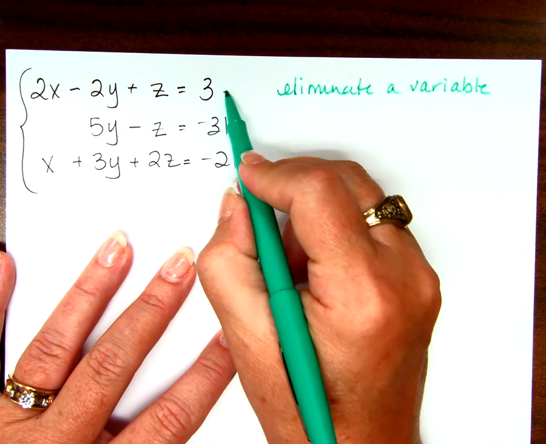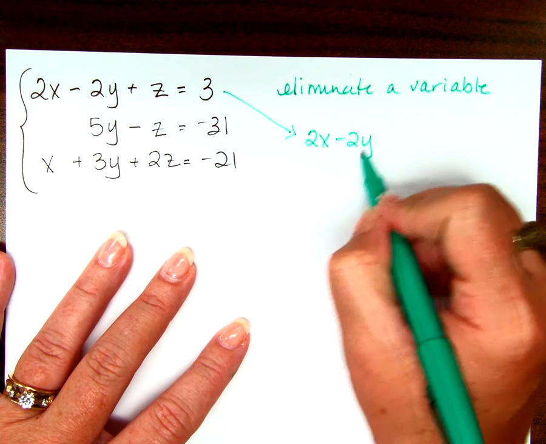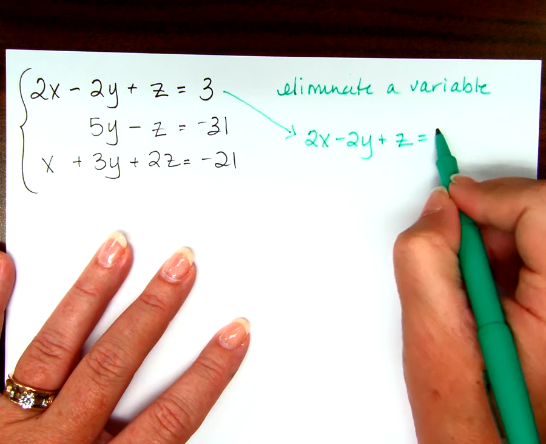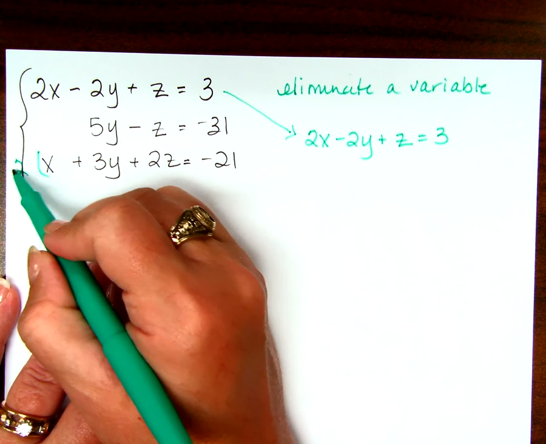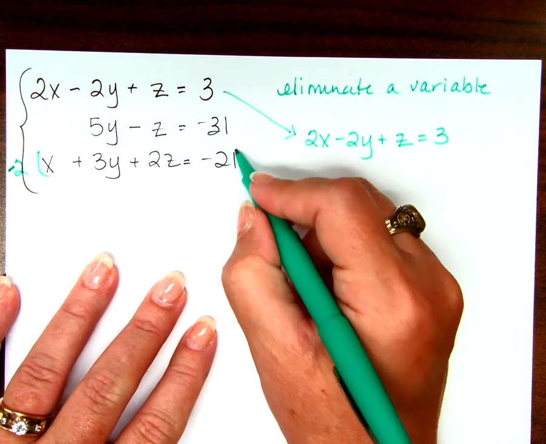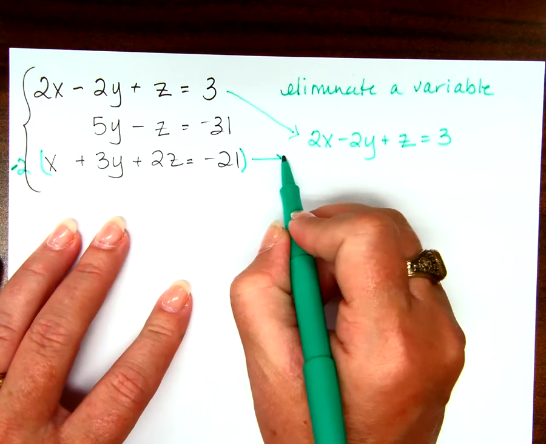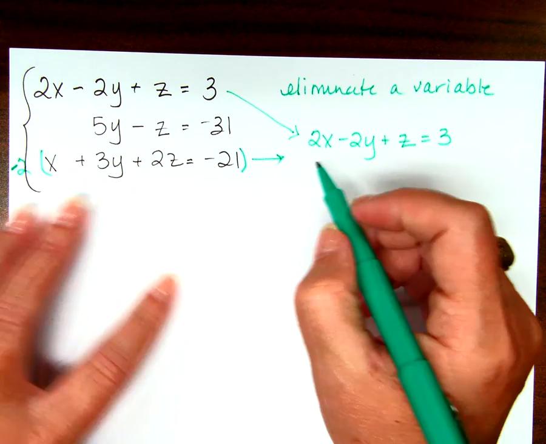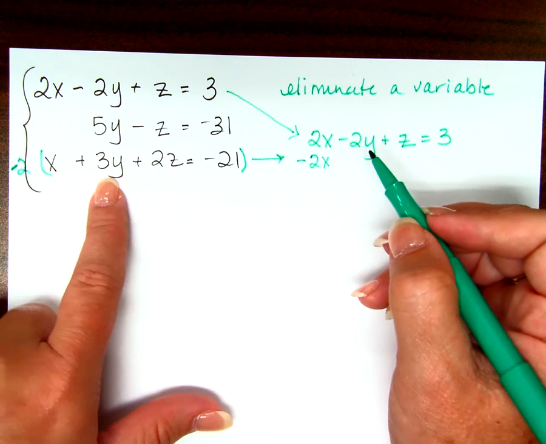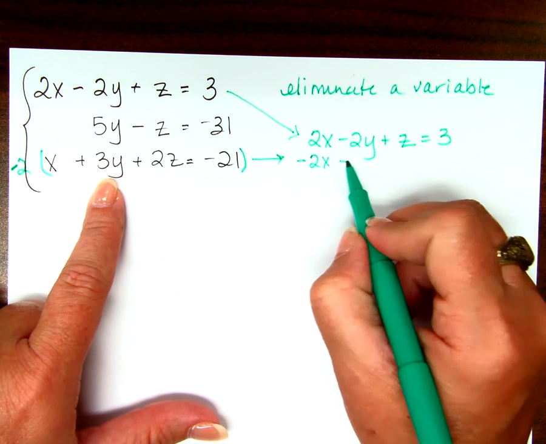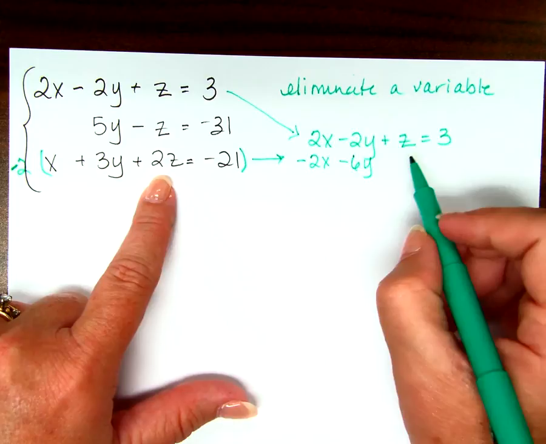So I'm going to write this equation right here, 2x minus 2y plus z equals 3. And then I'm going to multiply this third equation by negative 2, the whole equation, and I'm going to write it right there. You okay with that? So negative 2 times x is, good, negative 2 times 3y, negative 6y, and negative 2 times 2z.